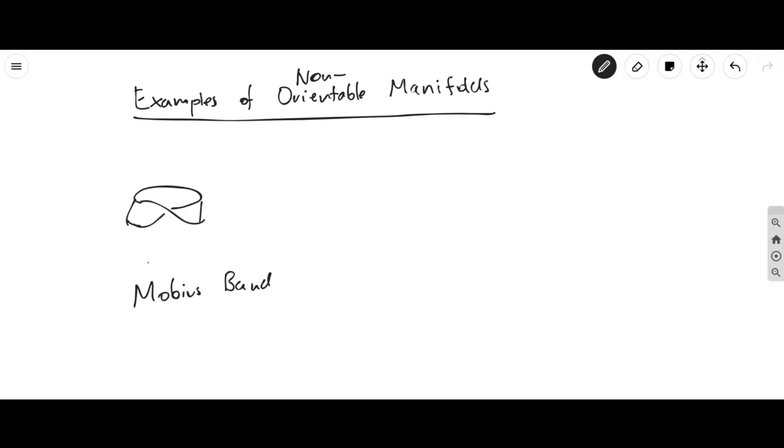And of course, we have to talk about the open Mobius band, because for the same reason as the cylinder, its boundary has to be excluded. Otherwise it's technically not a manifold, it would be called a manifold with boundary. But anyway, this is the famous Mobius band.